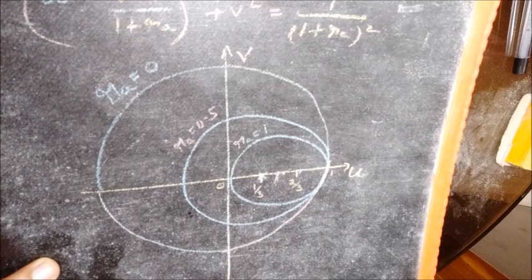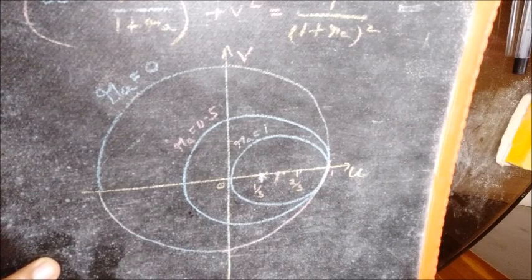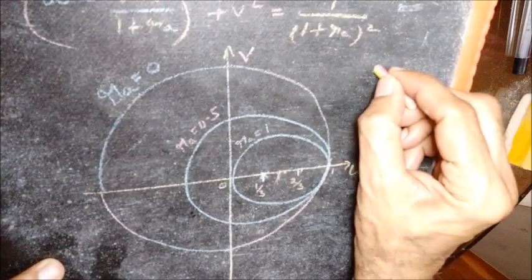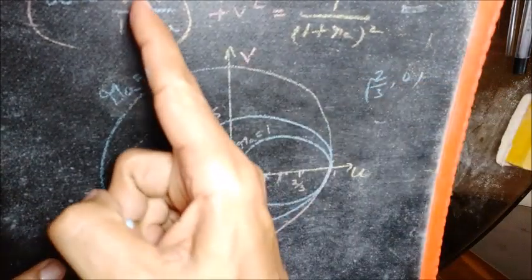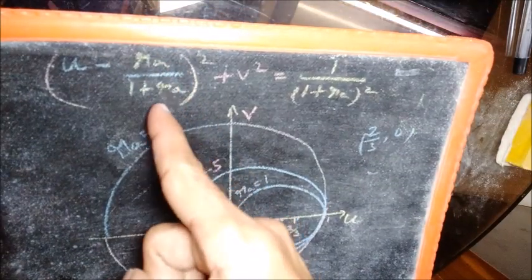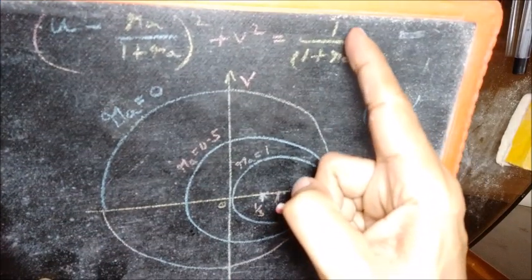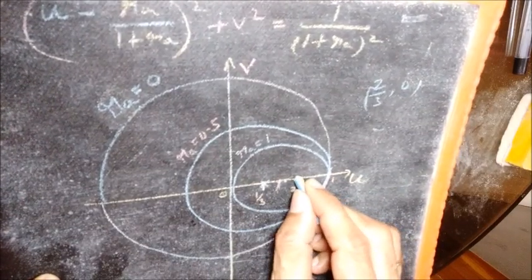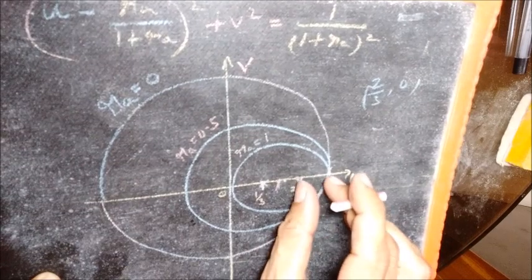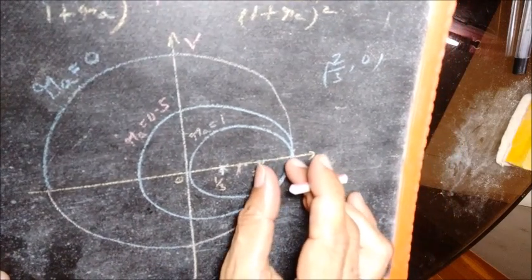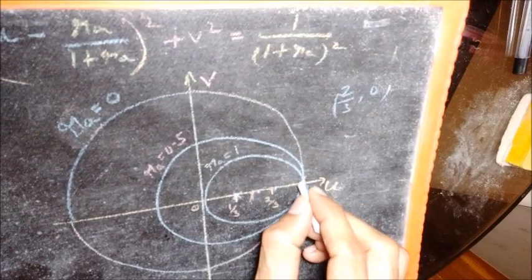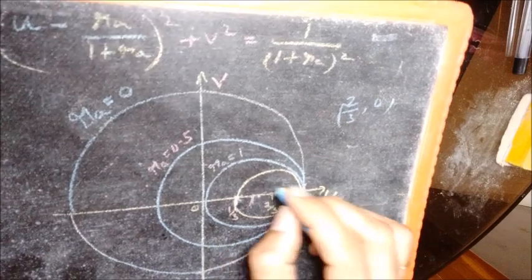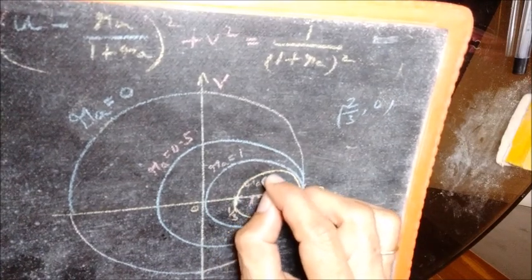So next we go for this plot for one more value of RA. Let's say RA is equal to 2. So if RA is equal to 2, you have the center at 2 by 3, 0, and radius will be 1 by 3. So 2 by 3, 0 is this. So center is here and radius is 1 by 3. Which means that our circle will be like this. So this is for RA equal to 2.